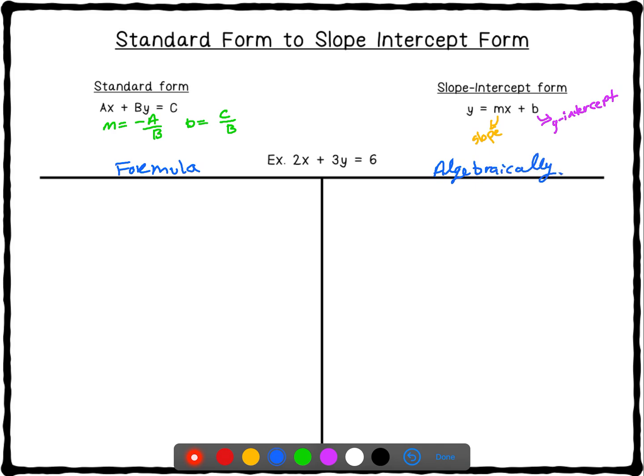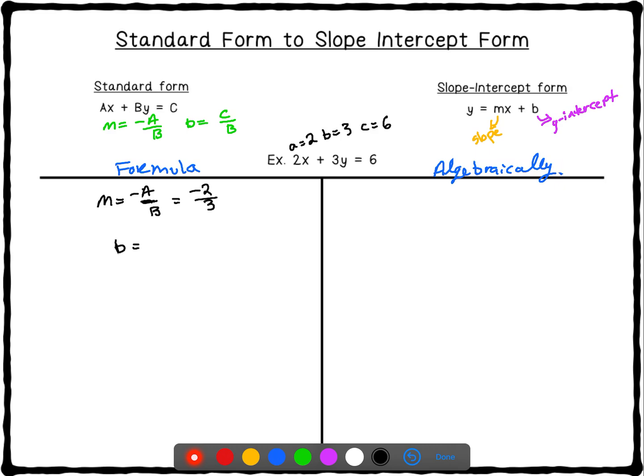So, for example, we have 2x plus 3y equals 6. If we want to change this to slope-intercept form, first off, our a is 2, our b is 3, and our c is 6. So to find our slope, we take negative a and divide it by b. Since our a is 2, this is negative 2 divided by 3.